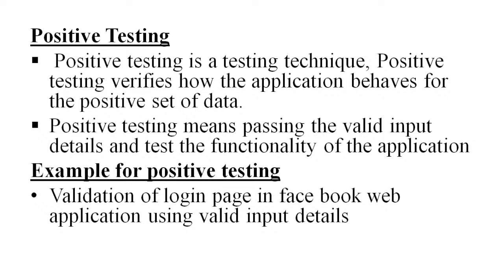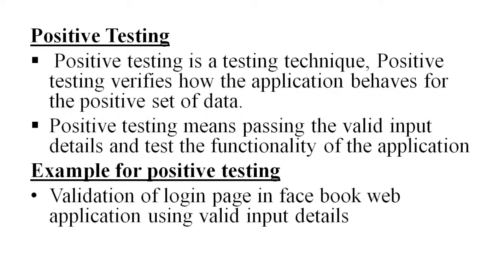For example, let's consider the Facebook web application. I am going to test the login criteria of the Facebook web application by using the positive set of data. This comes under the category of positive testing. So by using the positive data, we can test a certain module of the application. This will be considered the category of positive testing.